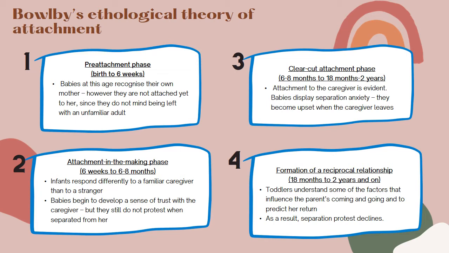And the final stage is formation of a reciprocal relationship, between 18 months to 2 years and on. Toddlers understand some of the factors that influence the parents' coming and going and can predict her return. As a result, separation protest declines. For example, when their mothers or fathers send them to a childcare center, children at this age may not protest because they know that later in the afternoon, the parents will come to pick them up.